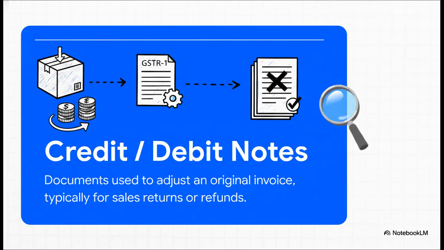So what happens when a customer returns something, or you need to issue a refund? Well, you can't just delete the original invoice. You have to issue an official document called a credit note. This is how you formally adjust that original sale. And of course, these adjustments have to be reported in your GSTR-1.